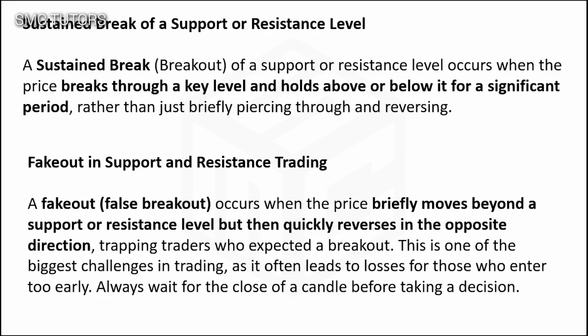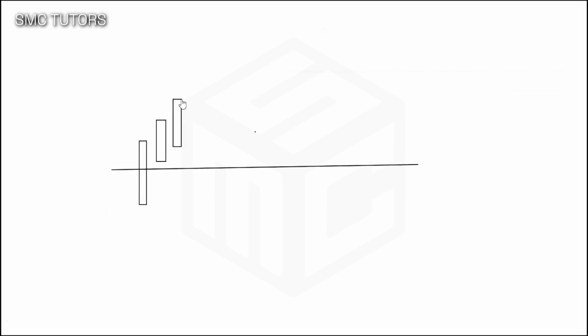Sustained break of a support or resistance zone. A sustained break is when we get a level of support or resistance broken with consecutive candlestick bodies closing above the zone. If we get a support level here and we get a break above the level with a candlestick body closing above the level with consecutive candlesticks, we've gotten a sustained break of that level.